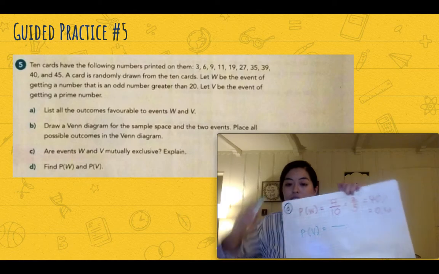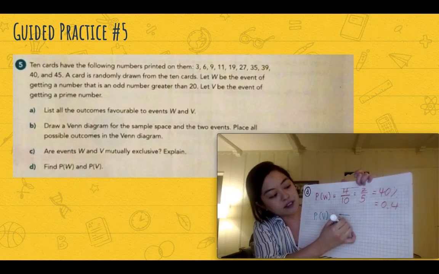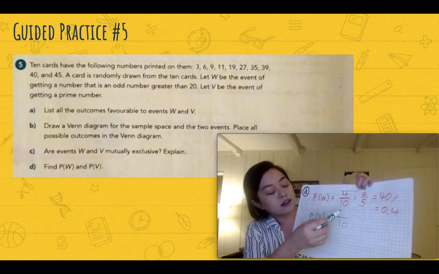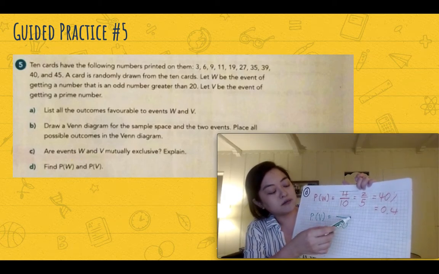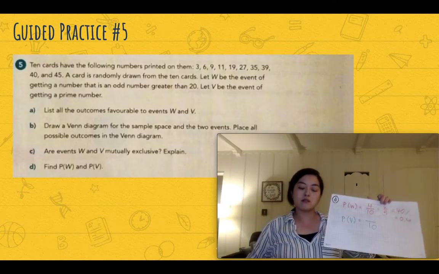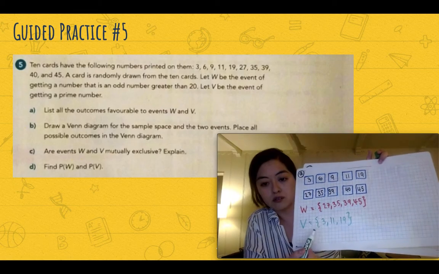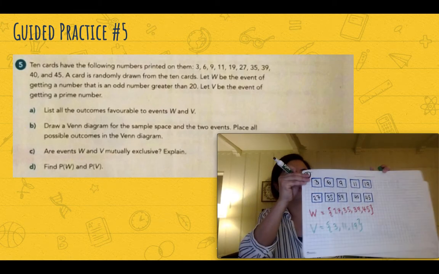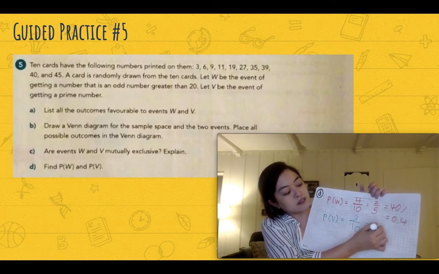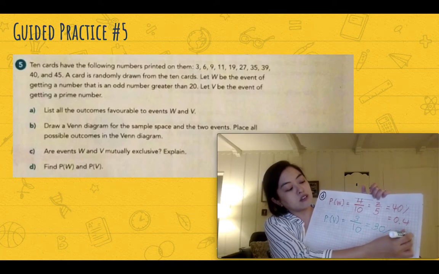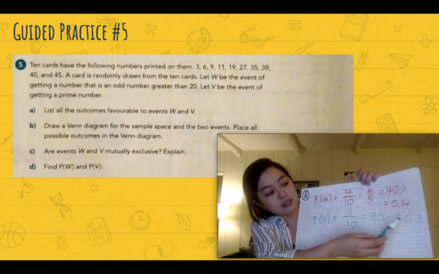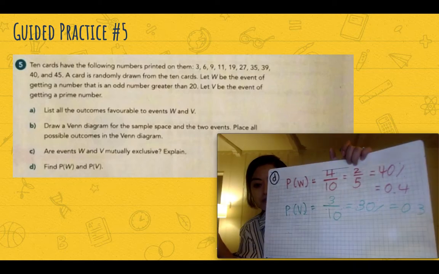Now let's look at the probability of V. Again, the total number of outcomes is 10, so I'm going to write that in the denominator. That's the sample space. And then the outcomes favorable to V, let's count them. That was the prime numbers, so it's 3, 11, 19. So that's 3 outcomes favorable to V. I'm going to write 3. So that's my fraction. My percent is 30%, or my decimal is 0.3. So these are 3 different ways to write the probability: as a fraction, as a percent, and as a decimal.